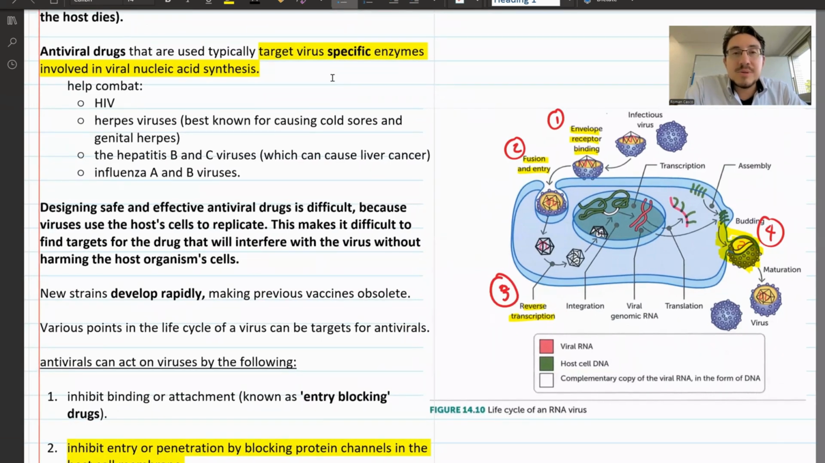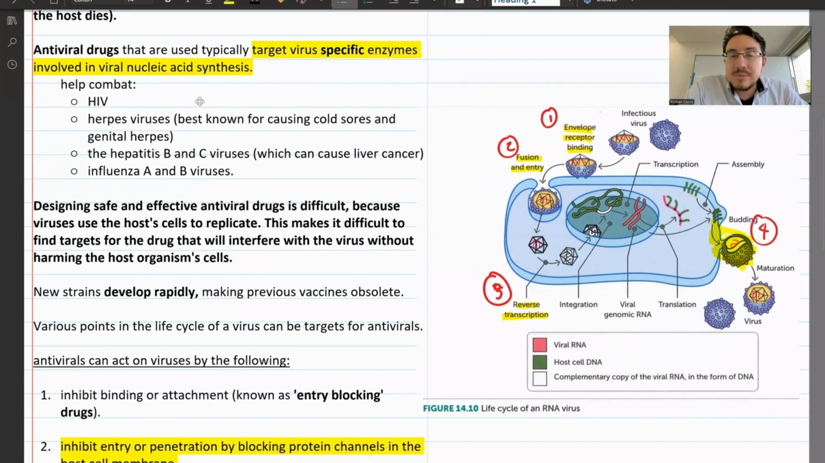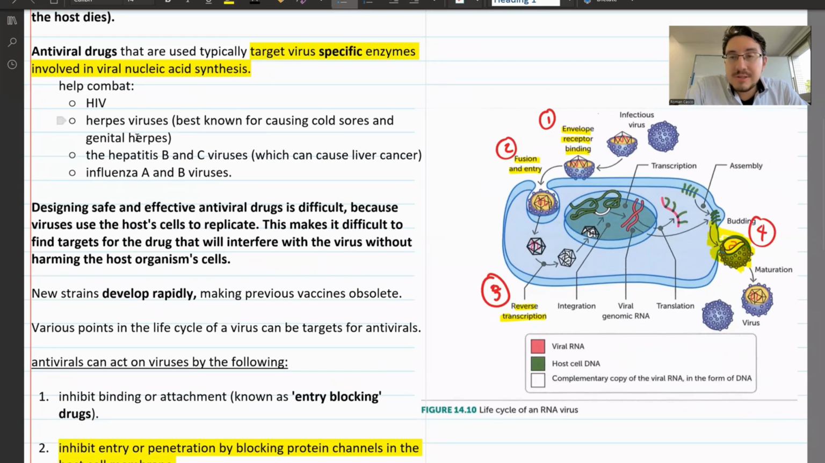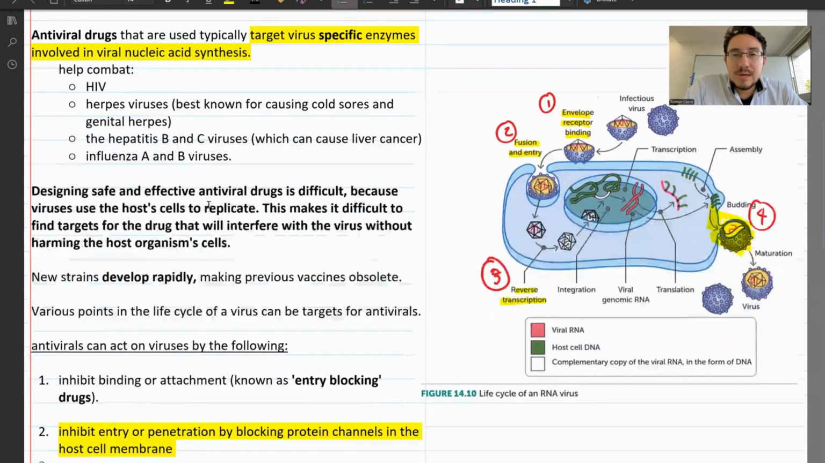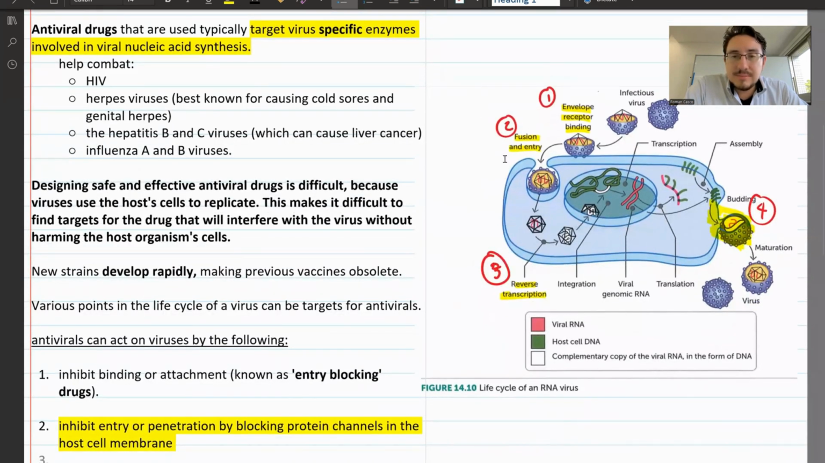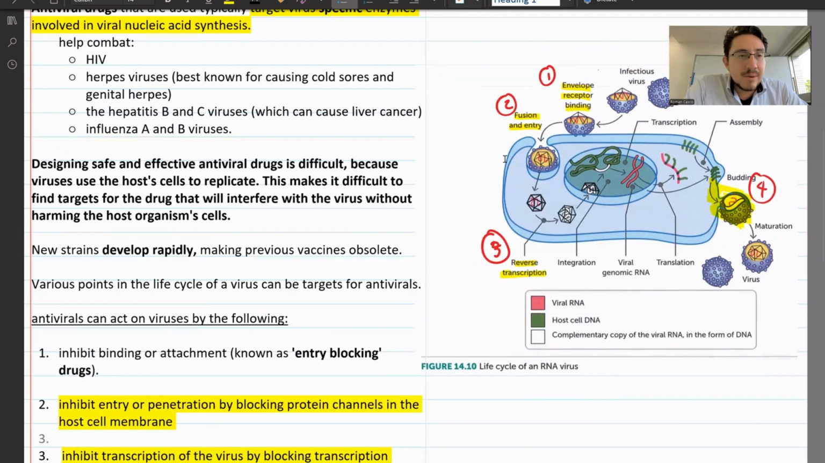But there are some antiviral drugs that target specific enzymes, right? Mostly enzymes involved in viral nucleic acid synthesis, right? What are some examples of these? You have HIV, herpes viruses, which are grouped into cold sores and genital herpes, right? Herpes itself is a class of viruses. Hepatitis viruses basically cause liver cancer and related liver diseases, and influenza viruses, right? I'm going to get to this little diagram in a bit, right?